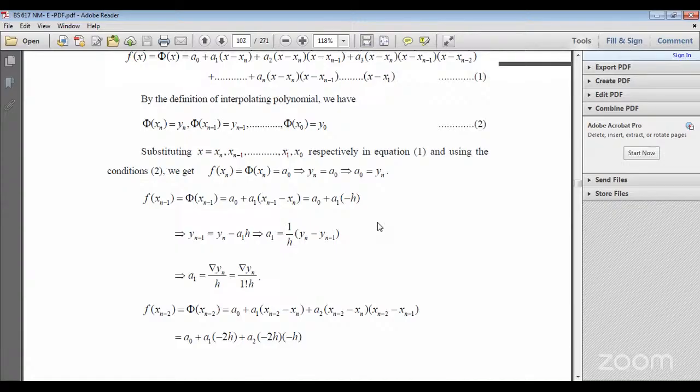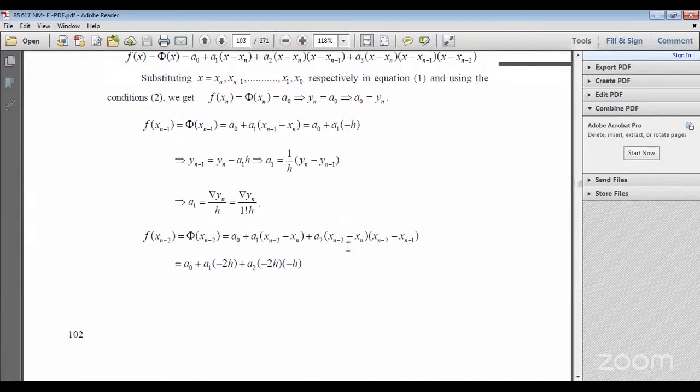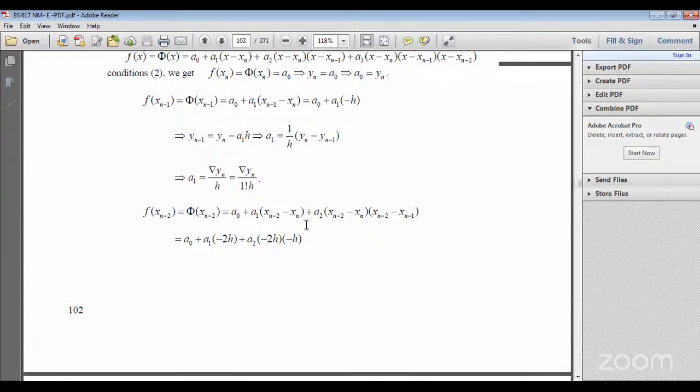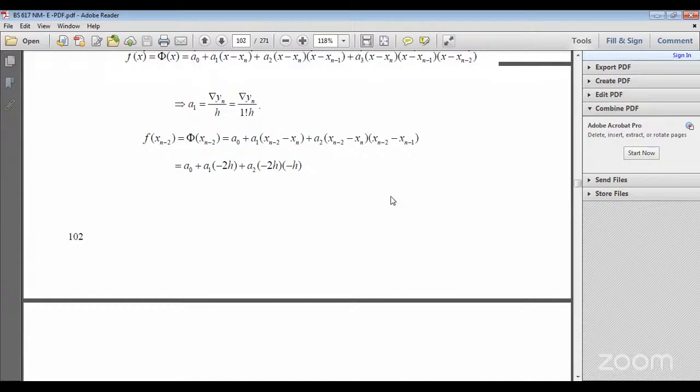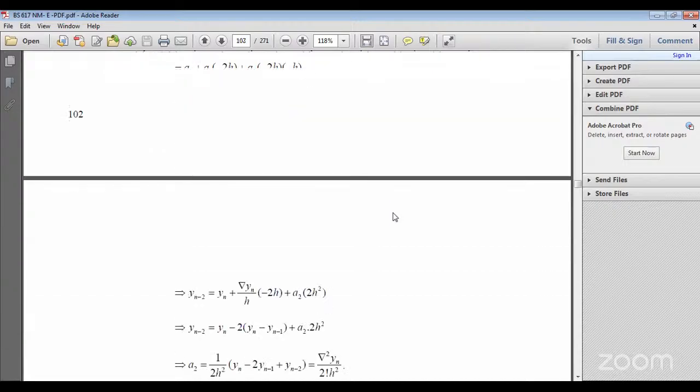For f of x_{n-1}, phi of x_{n-1} = a0 + a1(x_{n-1} - x_n), that is a0 + a1(-h). So therefore y_{n-1} = y_n - a1 h, and a1 is equal to 1 by h times ∇y_n, that is ∇y_n by 1 factorial of h. For f of x_{n-2}, phi of x_{n-2} = a0 + a1(x_{n-2} - x_n) + a2(x_{n-2} - x_n)(x_{n-2} - x_{n-1}), that is a0 + a1(-2h) + a2(-2h)(-h) we are taking here.